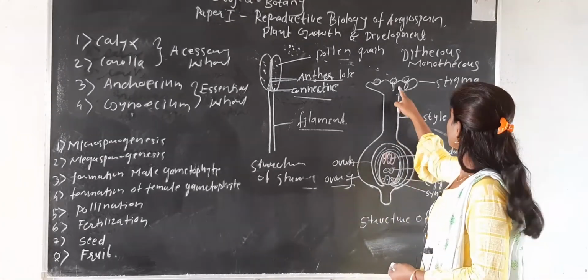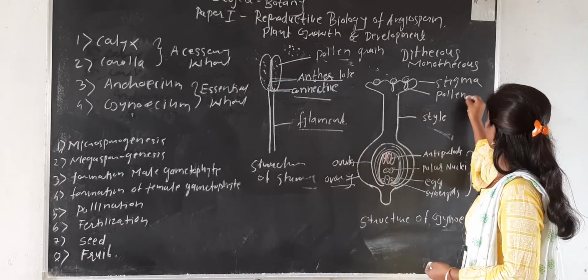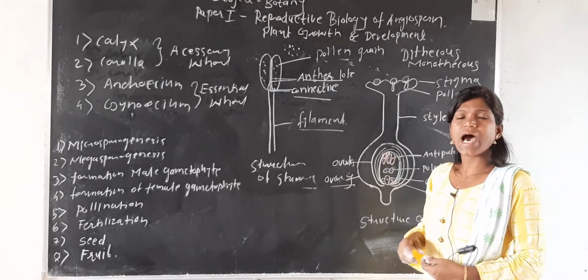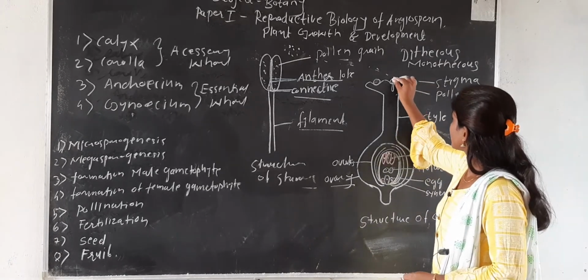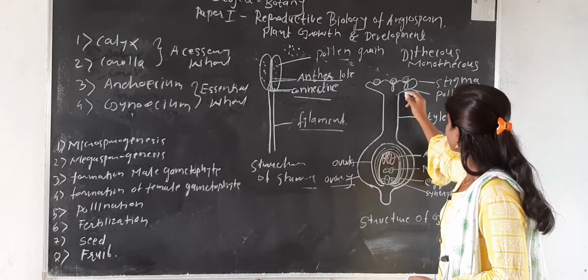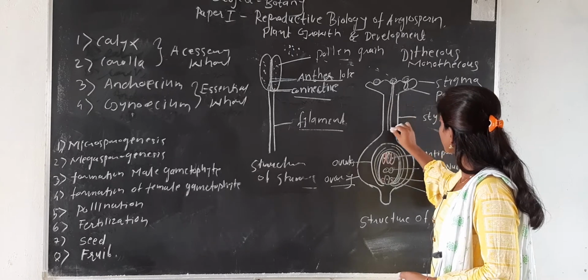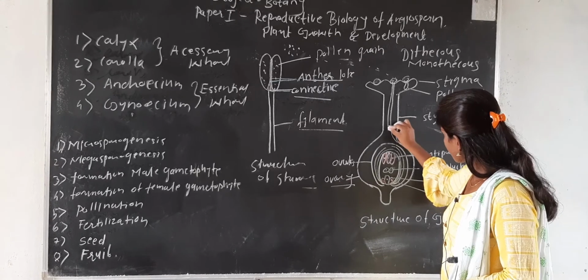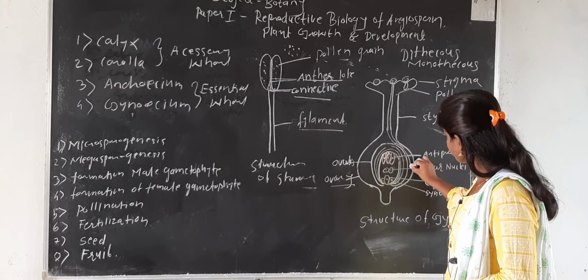After germination, they form a small pollen tube, that is called the pollen tube. Then that short pollen tube grows longer and longer, and after that the components present inside the pollen grain enter that pollen tube, which grows longer and longer from the stigma through the style, and they go down. In this way they grow longer and longer.